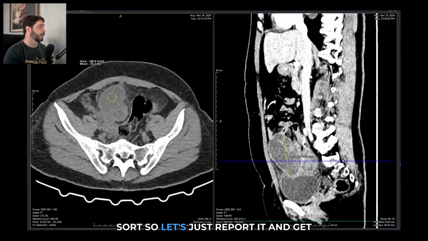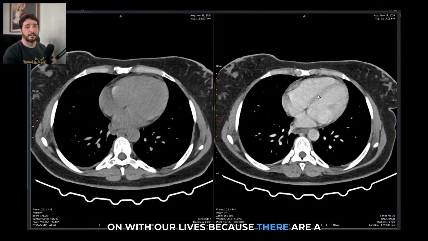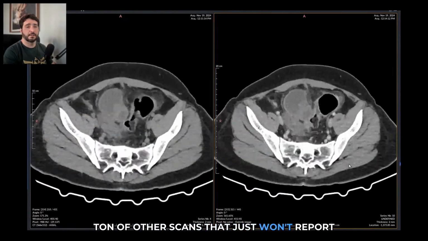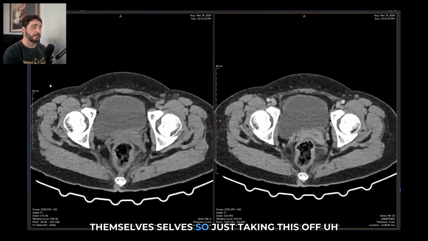So let's just report it and get on with our lives, because there are a ton of other scans that just won't report themselves. So just taking this off.